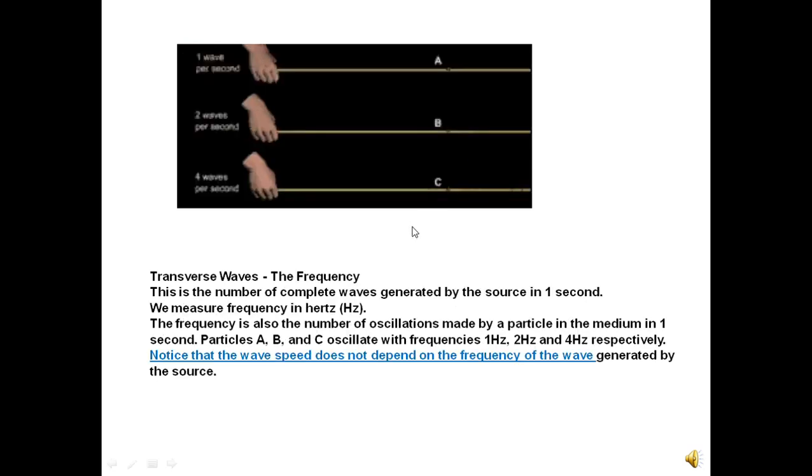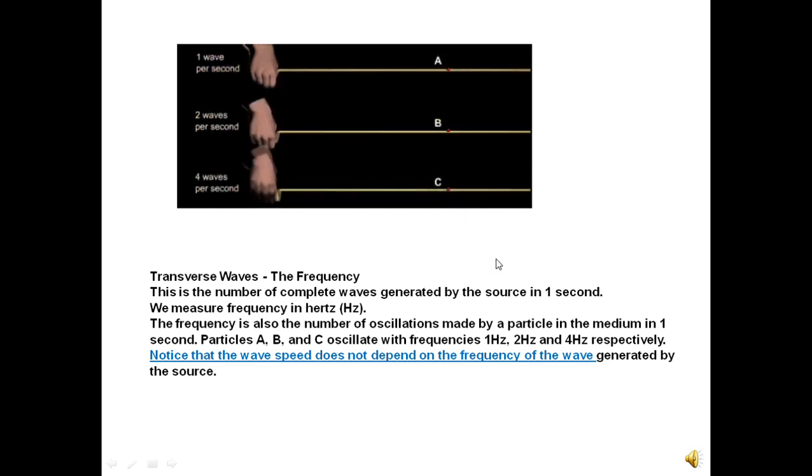So we've talked about wavelength, distance between successive peaks or successive troughs. We've talked about amplitude, the maximum displacement from rest position or equilibrium position or undisturbed position. It all means the same thing. But the word equilibrium is important to get in there because we talk about equilibrium when we talk about forces, and it means the same thing.